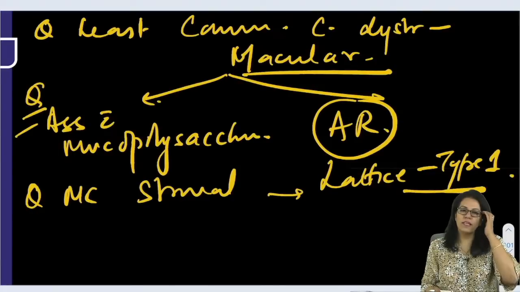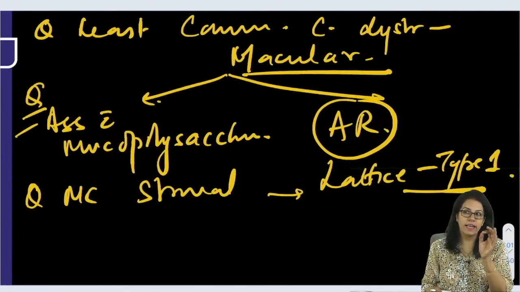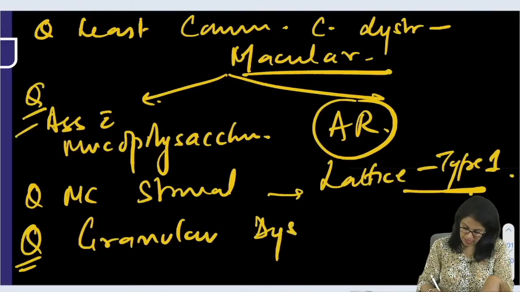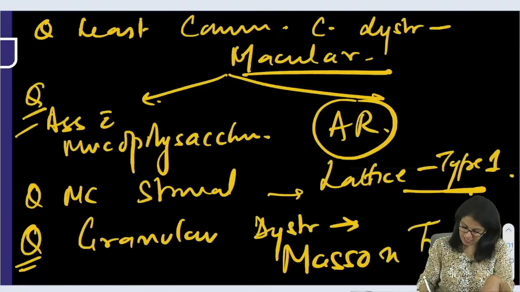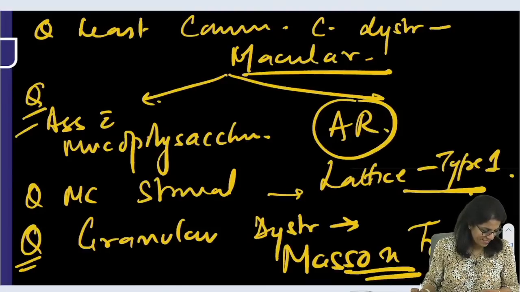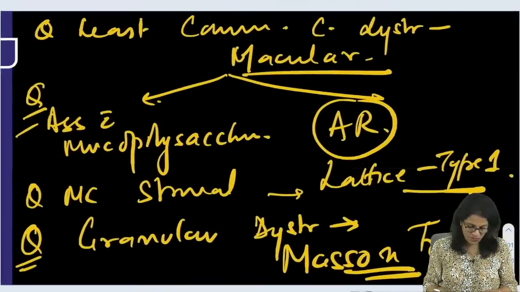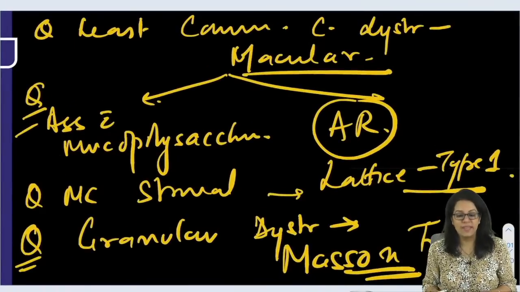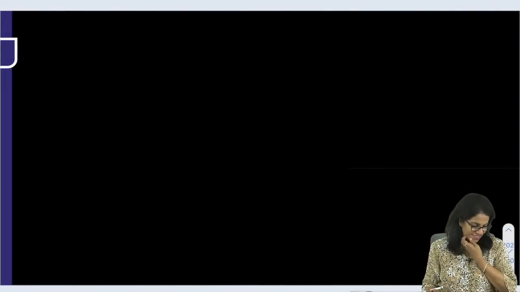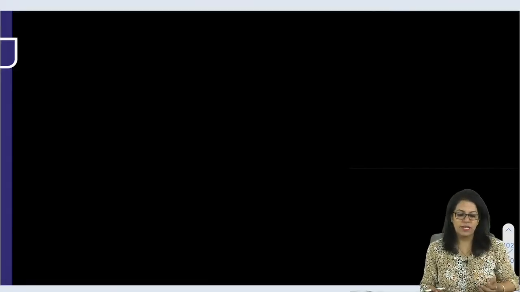Then I think there was one AIIMS question on stain, that granular is stained by. So, granular is another stromal dystrophy, where granular dystrophy will be stained by Masson trichrome. This has been your PYQ, Masson trichrome, just remember this. Very good, some people are answering, they have studied, very nice. So, we will revise this as well. Masson trichrome.